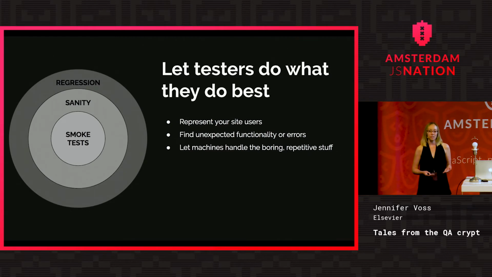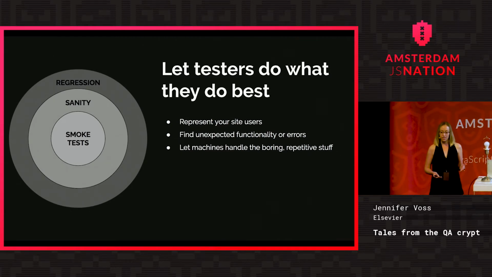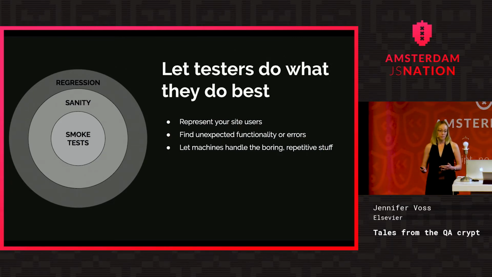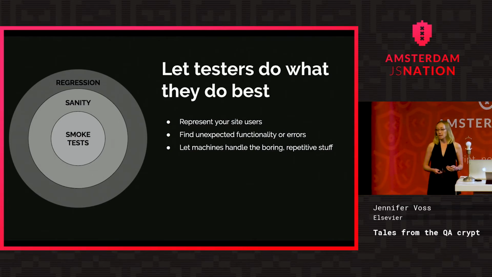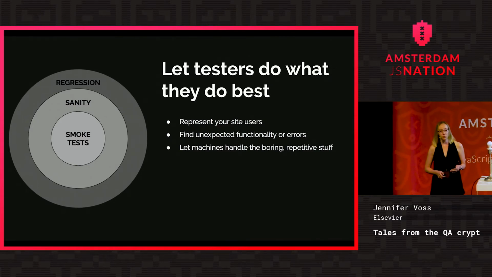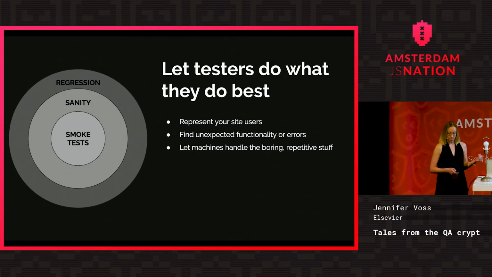This also frees up your testing team to do what they do best, which is represent your site users and try to find unexpected functionality or errors. You want to let the machines handle the boring, repetitive stuff, like checking that an email address can take valid or invalid input. So in a typical QA suite of tests, you would have smoke tests, which are just that simple page load test that I showed, basically making sure that where there's no smoke, there's no fire. Then you also have sanity tests, which are testing more in-depth features. And then you have regression tests, which are testing the entire gamut, making sure that everything works as expected. And that's where you want to have most of your automated tests to fill in that dark circle as much as possible to get that out of the way and make things quicker.